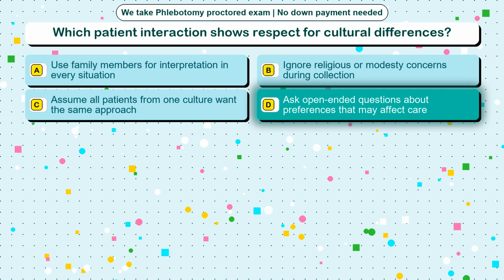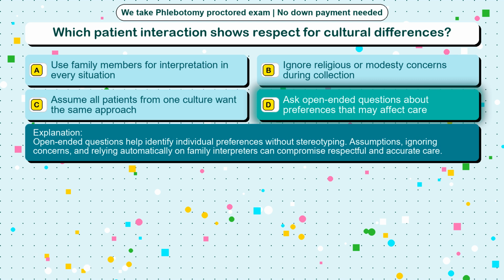Ask open-ended questions about preferences that may affect care. Open-ended questions help identify individual preferences without stereotyping. Assumptions, ignoring concerns, and relying automatically on family interpreters can compromise respectful and accurate care.